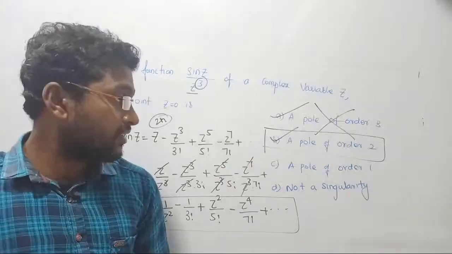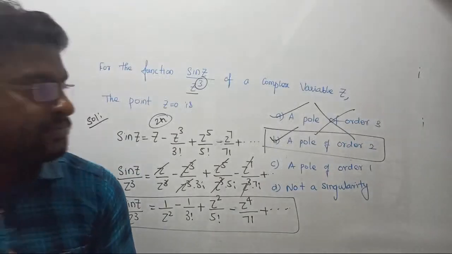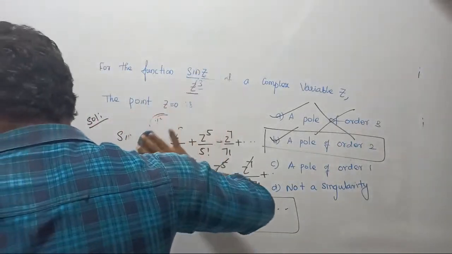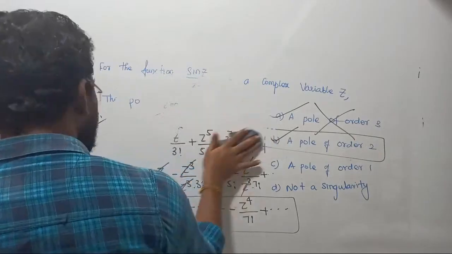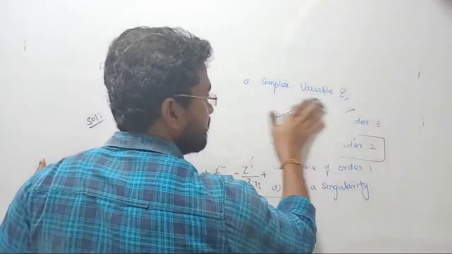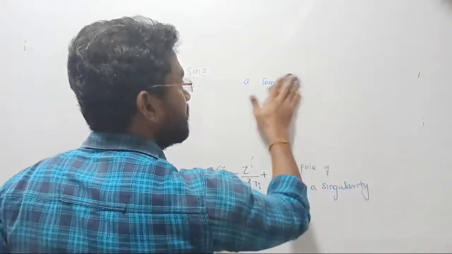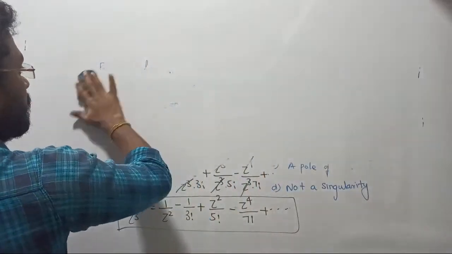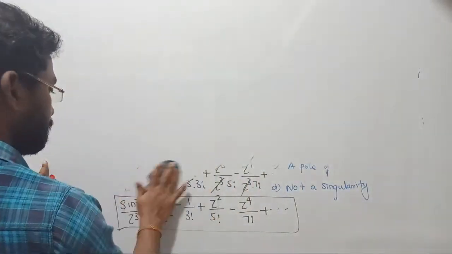Let's figure out the next question. So let me rub this one. The next question is, if the semicircular contour D is given. So first let me rub this one.